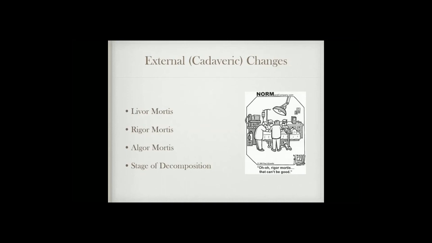For the remainder of this lecture, we're going to look at cadaveric changes that occur post-mortem. That includes livor mortis, rigor mortis, algor mortis, and stages of decomposition. The first 3 complete a cycle within 36 hours and are useful for determining time of death during that period.